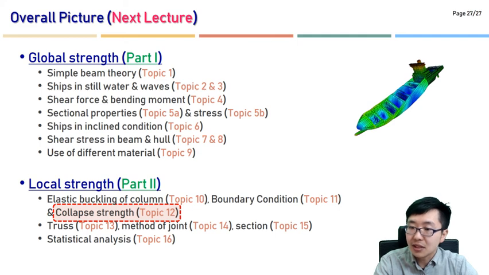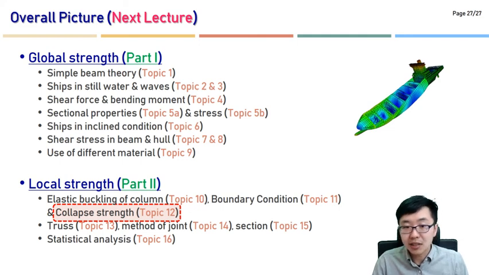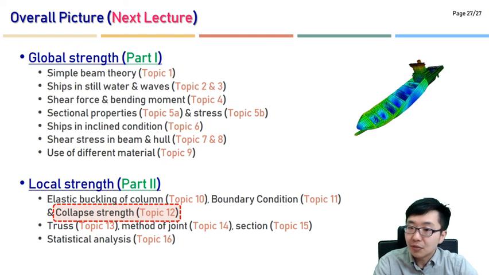The next lecture, topic 12, will be collapse strength. We will have a look at the practical way, based on the given design formulations, of how the shipyard checks the collapse strength, and they also have empirical formulations as well. After topic 12, we will complete the column part, and then we will start the truss matter in topics 13 to 15. And that's all for today.